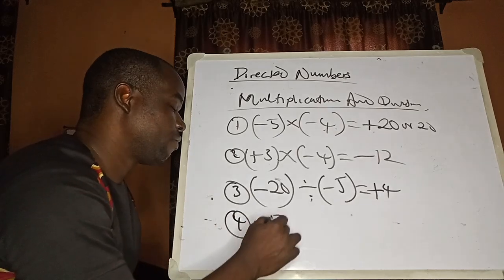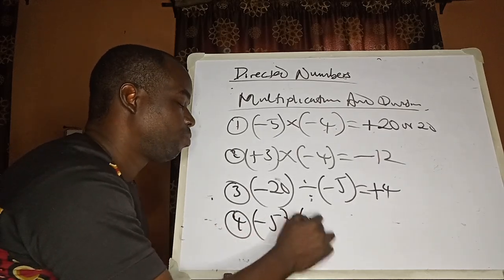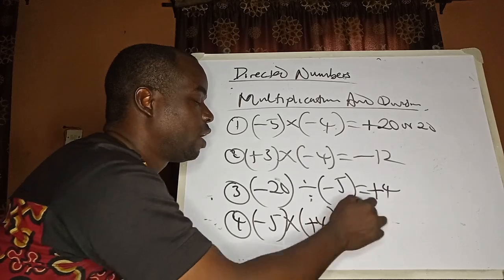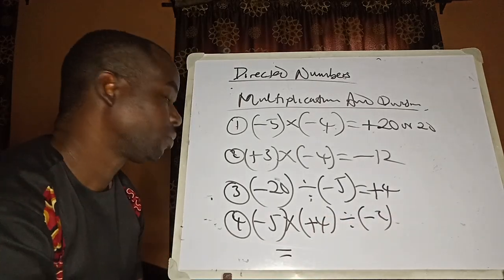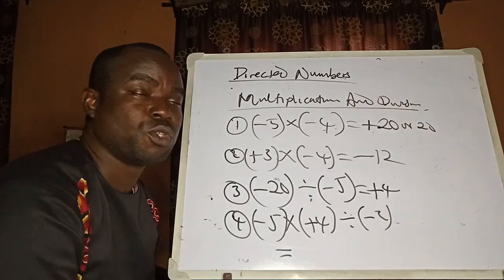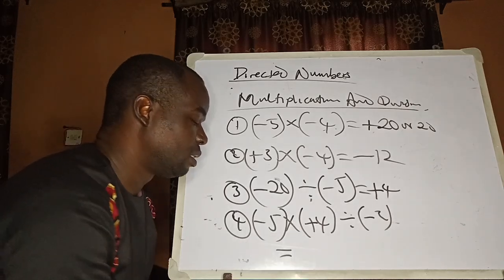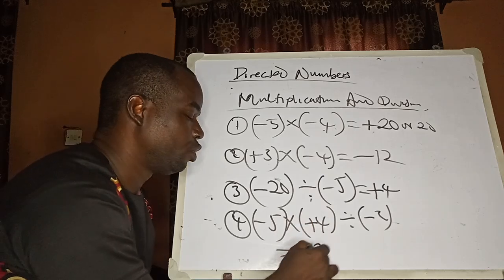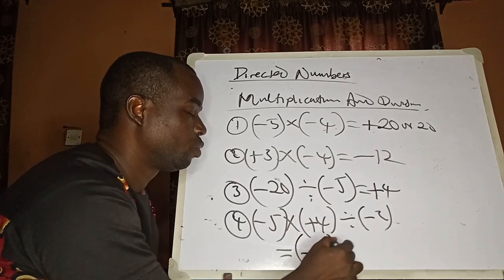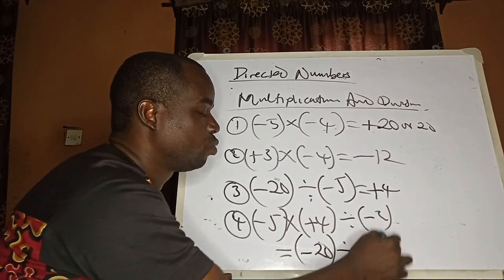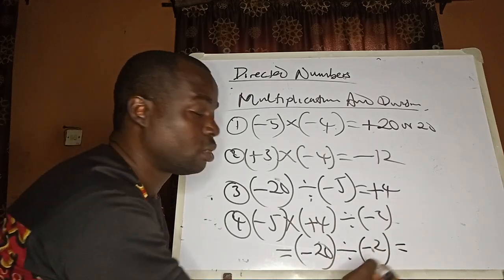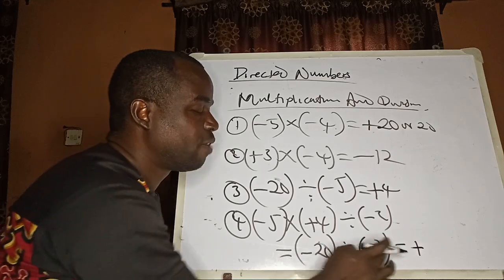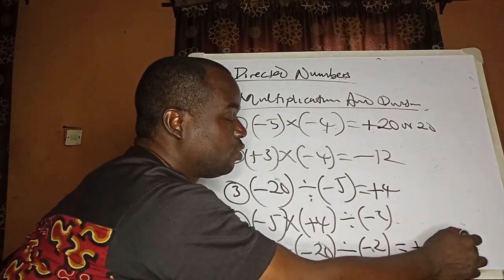Let us do this one. Minus 5 times plus 4 divided by minus 2. Let's solve it so that we can round off the video. Now, minus 5 times plus 4 is what? Minus times plus is minus. 5 times 4 is 20. So minus 20 divided by minus 2. Now, let's divide. Minus divided by minus is plus. 20 divided by 2 is 10. So the answer is just 10.